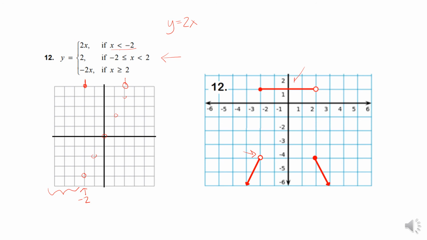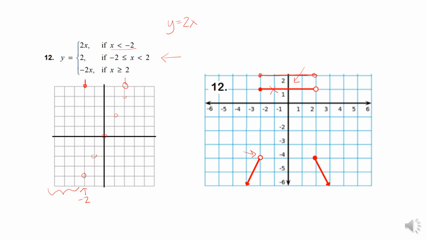And oops, that one's down too far. That should be up there. So if you got that one right, good for you. I boo-booed on that one, so that's what it should look like. Okay, so this is wrong. This is the correct graph.